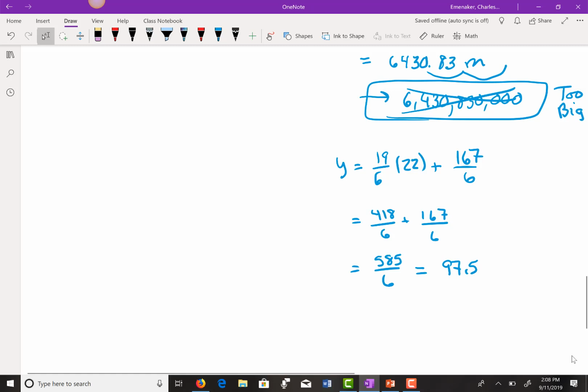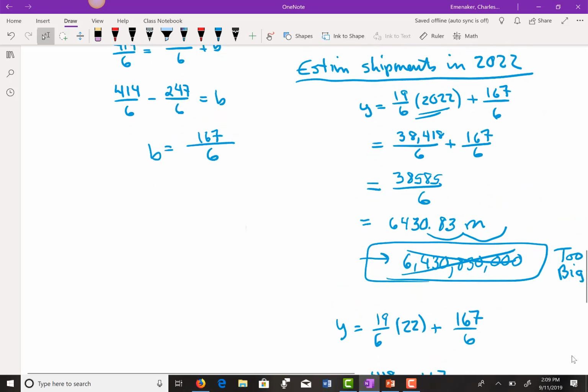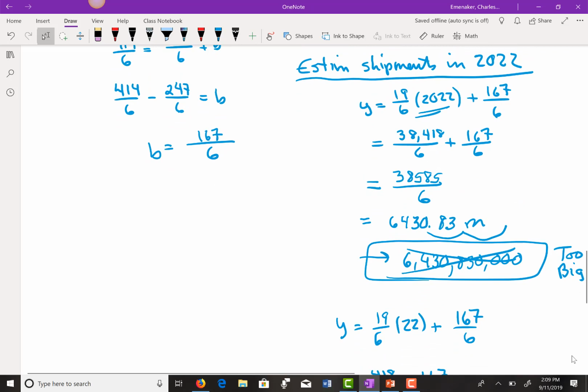Does that make sense? It's okay to try numbers. Just remember, when you plug them in, the thing to ask yourself is, does this leave me with an answer that makes sense? Okay? Always come back to, does this make sense?